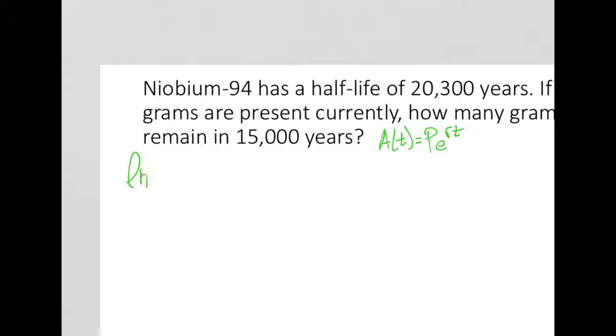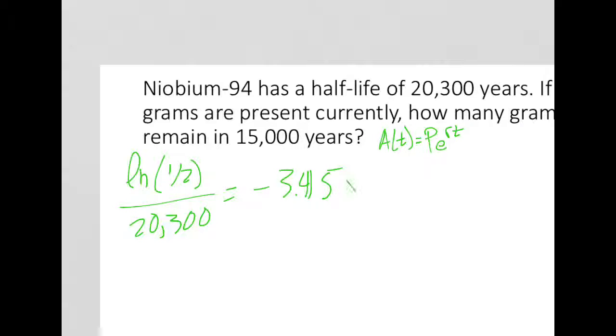And so if you were with us on the last video, we know we're going to be able to find that rate by taking the natural log of 1/2 and dividing it by the half-life, which is 20,300, and we can crunch that and get a value, and that value will be negative 3.415 times 10 to the negative fifth. I'm writing it in scientific notation because it's a teeny tiny number, but you should go ahead and store that as some variable. Call it R for rate.